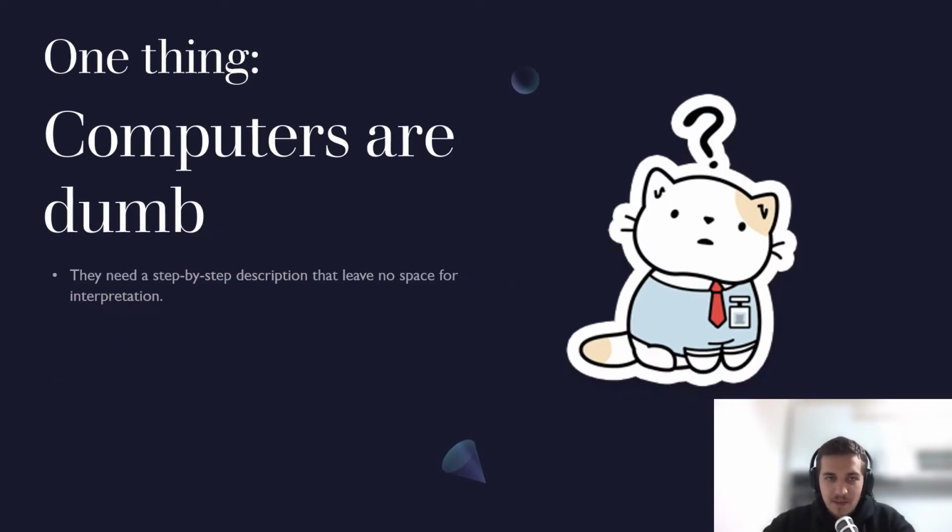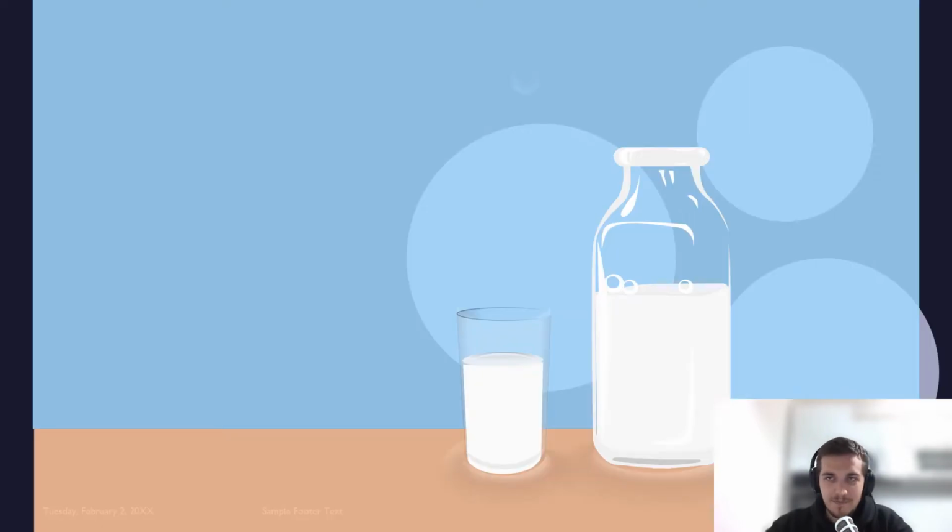The other thing that you should remember is that computers are very dumb. The computers need a very detailed description of step-by-step actions that you need to do in order to complete the task you wanted from it. So there needs to be no space left for interpretation because otherwise they will mess it up.